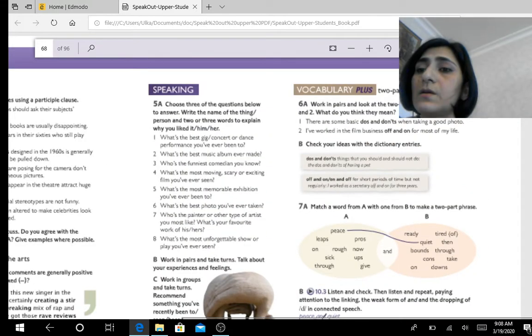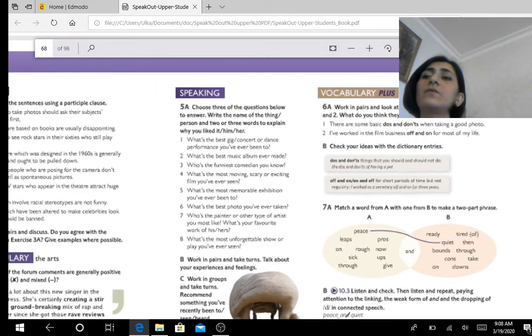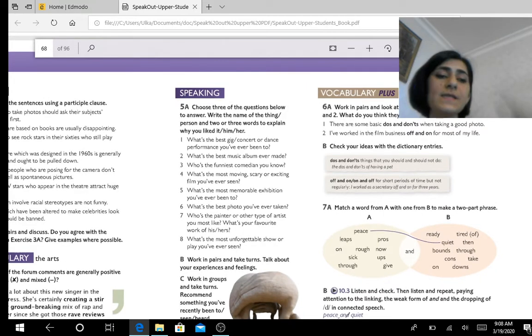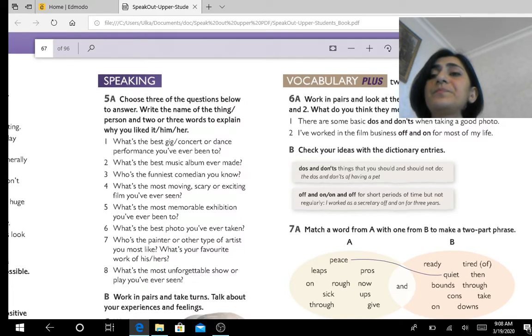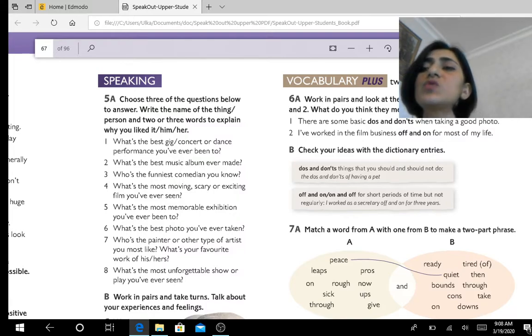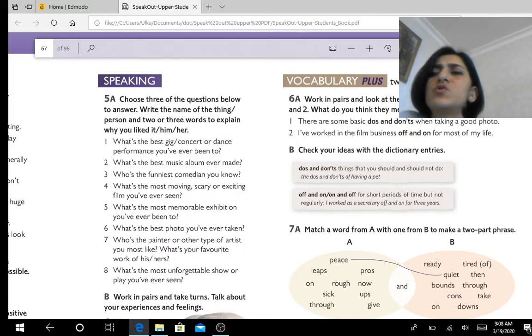For example, in exercise 6a, you have been given two sentences, and there are phrases in bold like do's and don'ts. There are some basic do's and don'ts when taking a good photo. So what are these do's and don'ts? Do's and don'ts mean what you can do and what you cannot do. So what you are allowed to do or what you are not allowed to do. These, in short, are called do's and don'ts, like the rules of this place, the rules here, and so on.